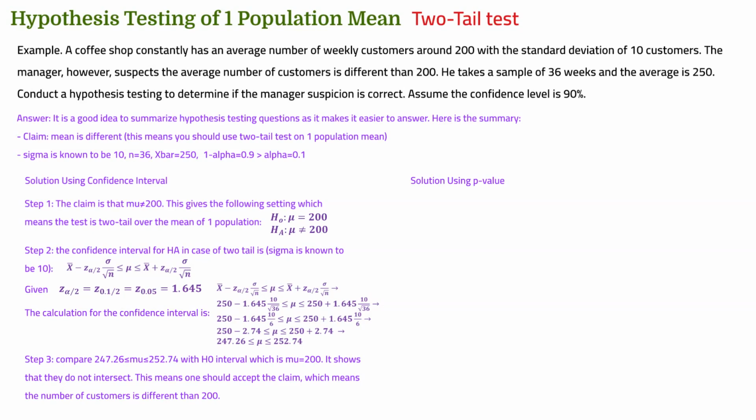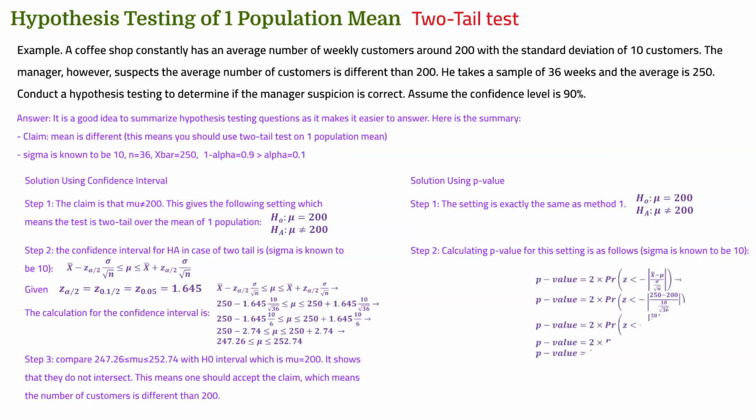Now, solution based on using p-value. Step 1 is exactly the same as step 1 using confidence interval. That means H0: mu equal to 200, HA: mu not equal to 200, which is the setting of two-tail test for population mean. Step 2, calculating p-value for this setting is as follows. In this case, sigma is known to be 10. P-value is 2 times probability of z less than minus absolute value of x bar minus mu over sigma over square root of n.